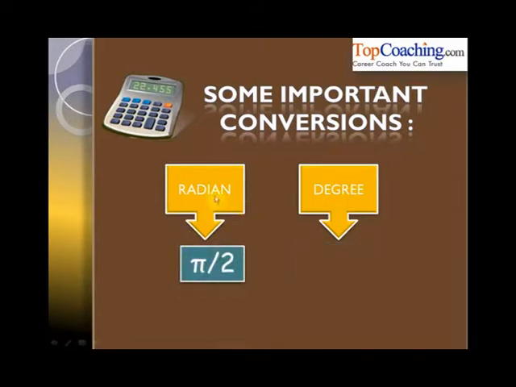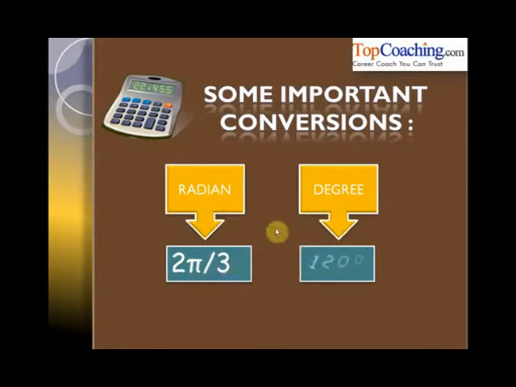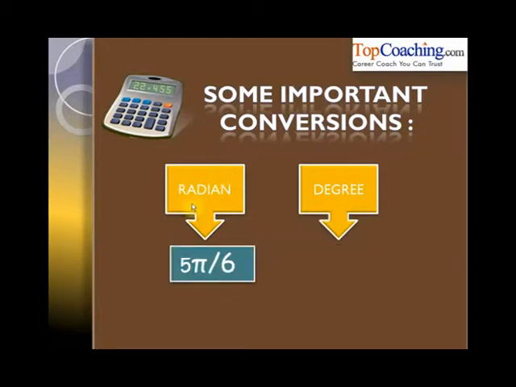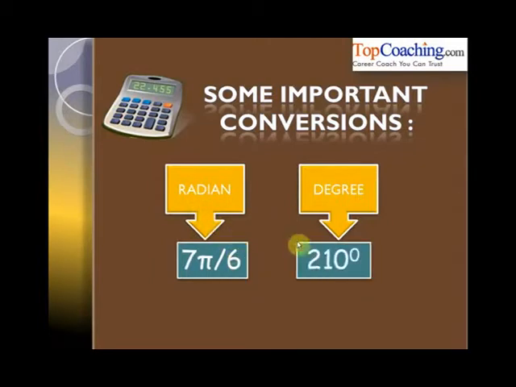If the angle is equal to pi by 2, it is equal to 90 degrees. So we can write 90 degrees as equal to pi by 2. Similarly, if the measure of the angle is equal to 2 pi by 3 radians, then in the degree form this is equivalent to 120 degrees. Similarly, if the angle is equal to 5 pi by 6 radians, then in the degree form that would be equivalent to 150 degrees. In the radian form, if the angle is equal to 7 pi by 6, it is equal to 210 degrees.